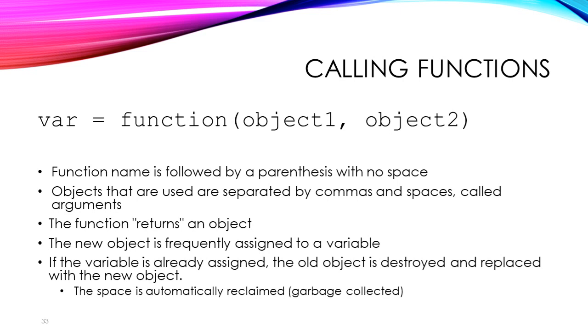Now, the objects that are used when you call the function are called arguments. These arguments will replace objects when the function was created called parameters, and we'll see how this works a little bit later on. Now the function will commonly return a new object, and we're going to be sticking that into a new variable. Now if this variable is already assigned, the old object will be destroyed and replaced by a new object.